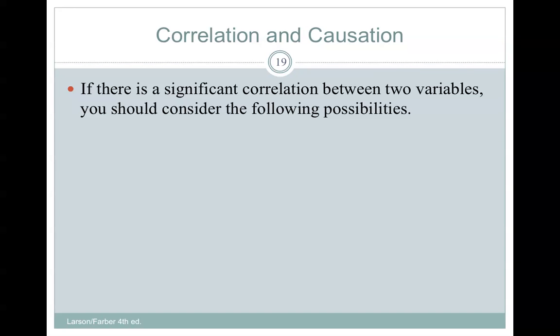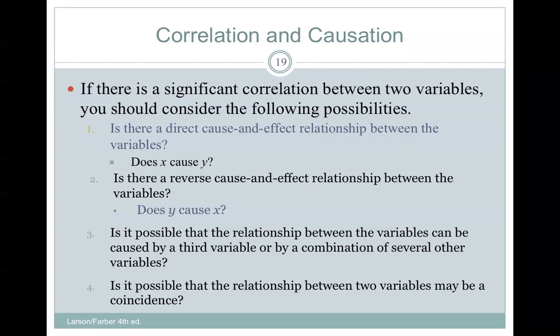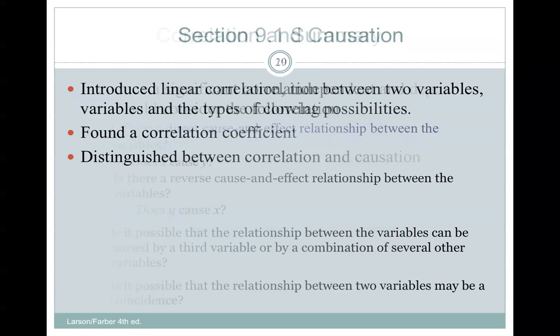Correlation and causation. If there is significant correlation between two variables, you should consider the following possibilities. Is there a direct cause and effect relationship between the variables? Is there a reverse cause and effect between the variables? Is it possible that the relationship between the variables can be caused by a third variable or something we don't know of? Or is it possible that the relationship between two variables may be a coincidence? So these are some questions you can ask yourself to figure out correlation and causation.